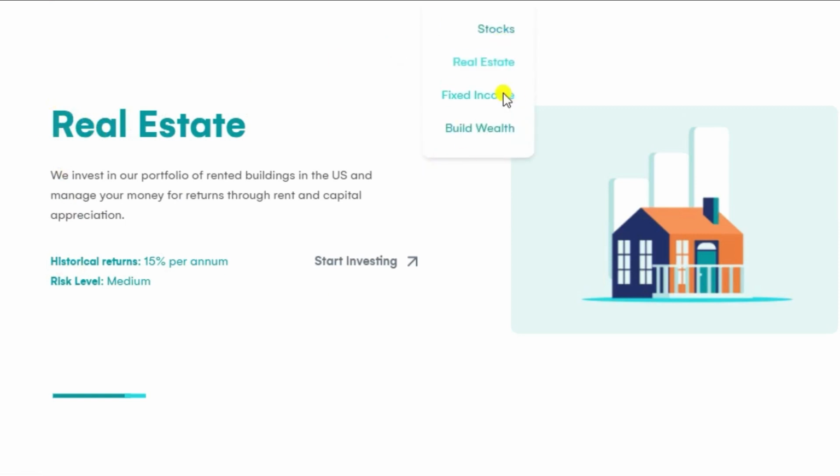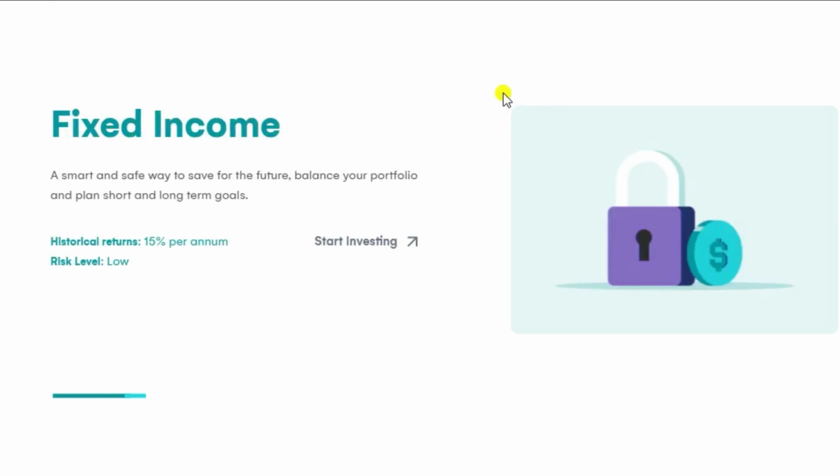Let's go to the next. The next is what I call the dollar denominated investment. This is fixed income, a smart and safe way to save for the future. Balance your portfolio and plan for a short-term goal. The historical annual return is 15%, which is very high, to be sincere, and the risk compared to the return is very low. So this is what I would advise anyone to go for, the fixed income investment, of which I'm taking advantage right now. I've been with them for almost 6 months.